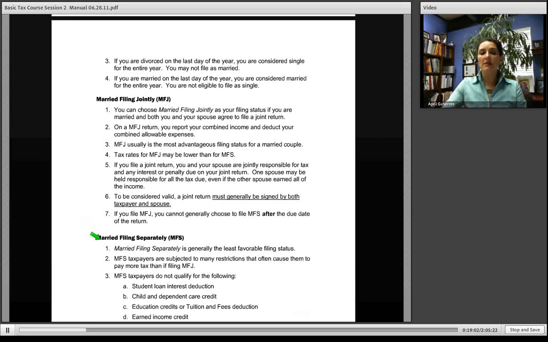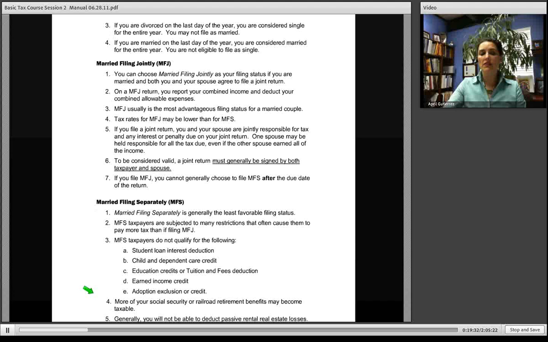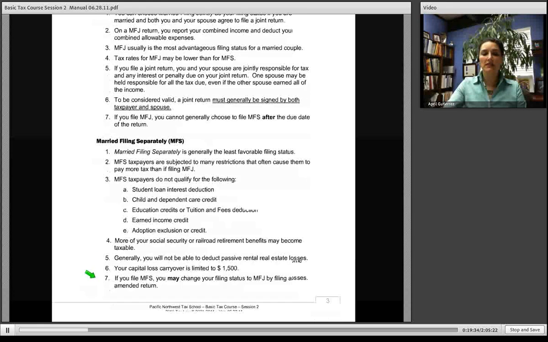Married filing separately. Married filing separately is generally the least favorable filing status. Married filing separate taxpayers are subject to many restrictions that often cause them to pay more tax than if they filed joint returns. Married filing separate taxpayers do not qualify for the following: student loan interest deduction, the child and dependent care credit, education credits or the tuition and fees deduction, the earned income credit, or the adoption exclusion or credit. Also, more of your Social Security or railroad retirement benefits may become taxable.